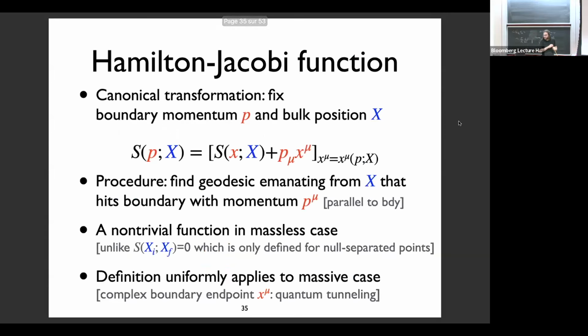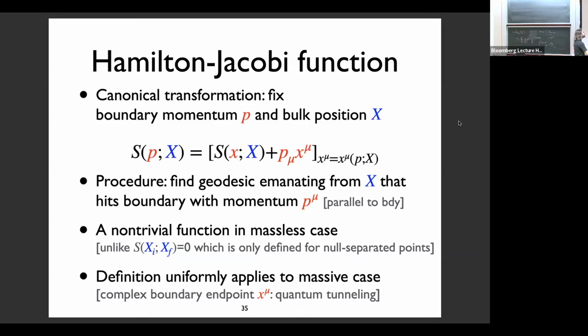The thing that is actually useful is its Legendre transform. And this is a function that is surprisingly nice and useful. We fix the boundary momentum, the momentum that's tangent at the boundary, and a bulk point. I will draw it in a minute. The procedure is you fix a bulk point, you shoot from it in various directions, and then you ask, where do we end up at the boundary with the correct tangent momentum? And that generically uniquely fixes a geodesic.